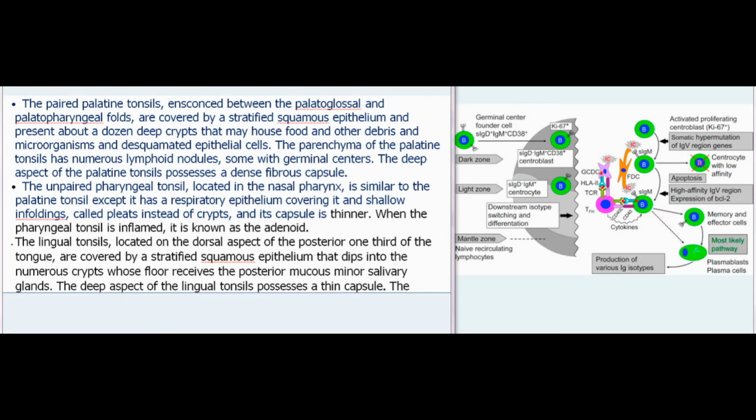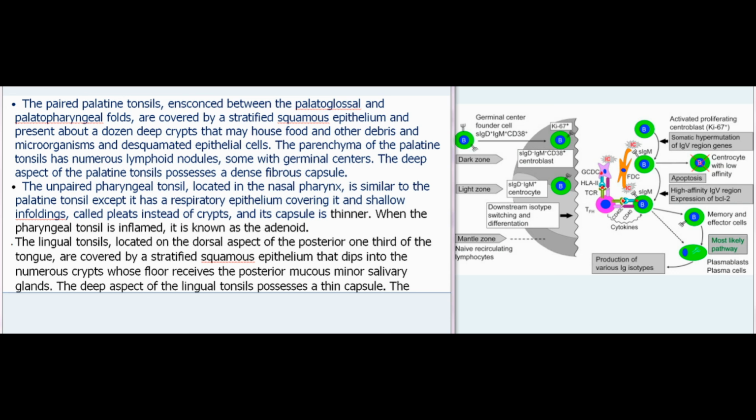The paired palatine tonsils, ensconced between the palatoglossal and palatopharyngeal folds, are covered by a stratified squamous epithelium and present about a dozen deep crypts that may house food and other debris and microorganisms and desquamated epithelial cells. The parenchyma of the palatine tonsils has numerous lymphoid nodules, some with germinal centers. The deep aspect of the palatine tonsils possesses a dense fibrous capsule.